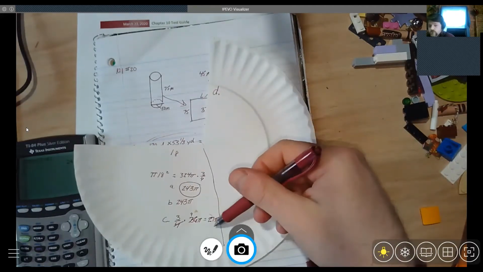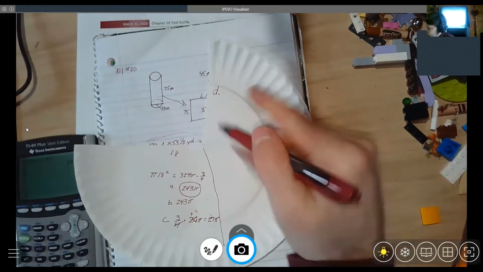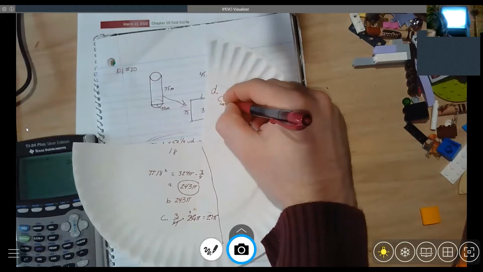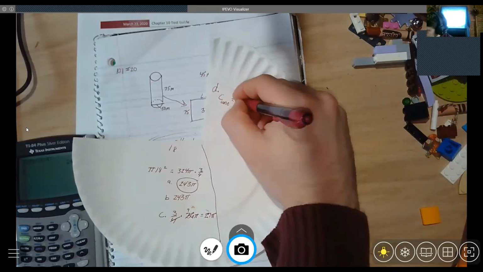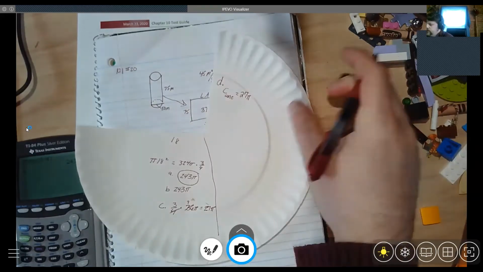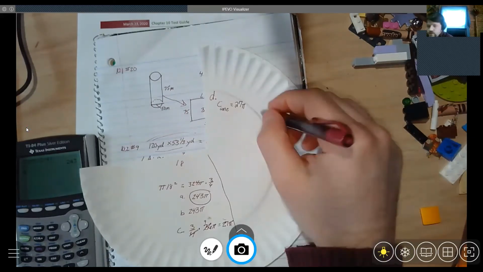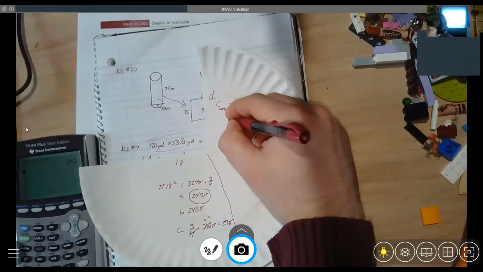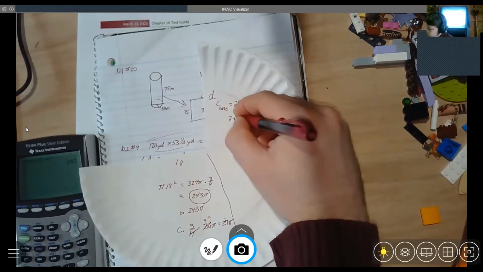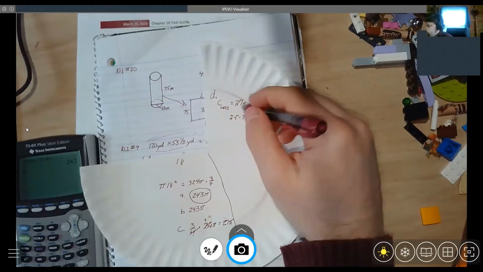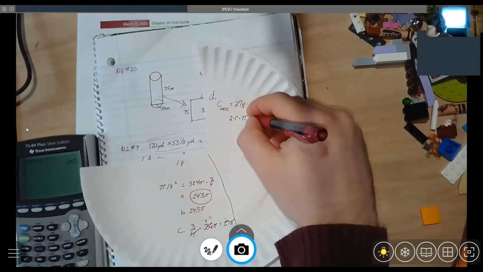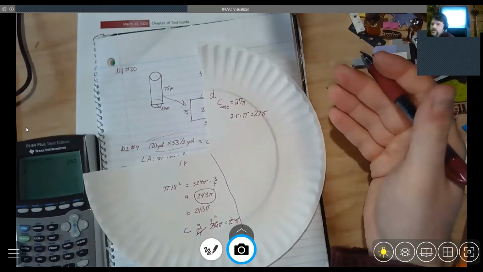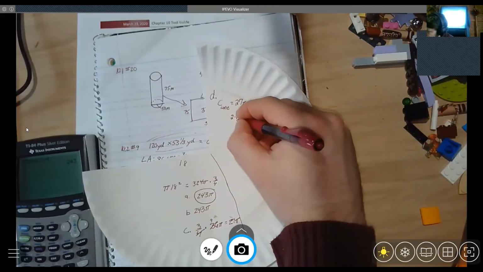Okay, so if the circumference of the base of my cone is 27 pi, I know that the circumference of the cone is equal to 2 times the radius times pi. So I know that has to equal 27 pi. So I'm trying to figure out what the radius of the cone is. This is the radius of the cone.